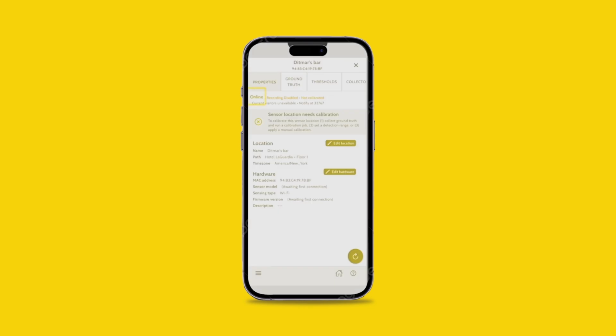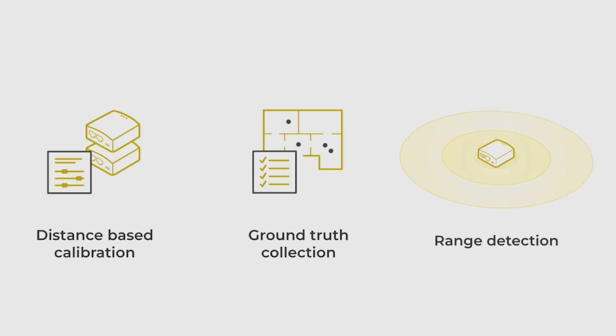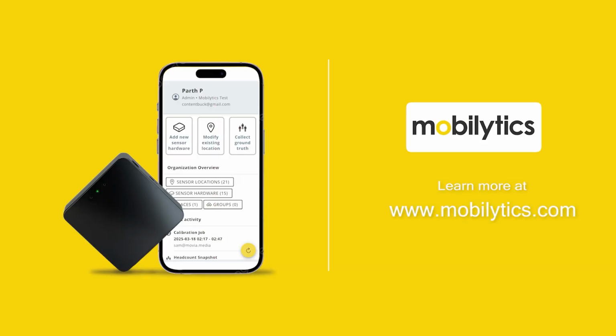Once the sensor is online, calibrate the sensor. To finish the setup, you have three options to calibrate the sensor detection zone: distance-based calibration, ground truth collection, and range detection. See Mobilytics web documentation to select among these options and to guide you through your selected calibration method. This wraps up our demonstration of new sensor deployment using the Mobilytics mobile app.